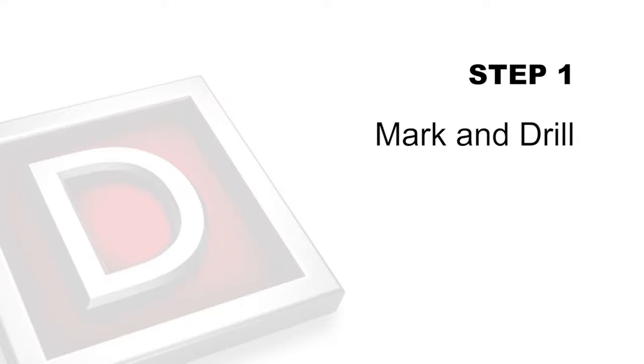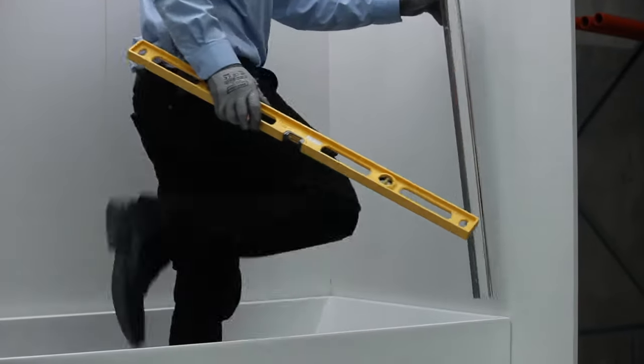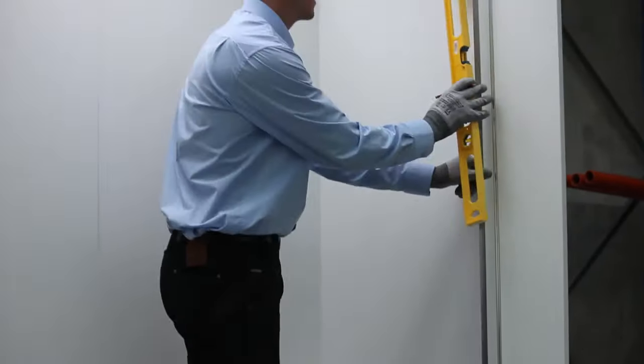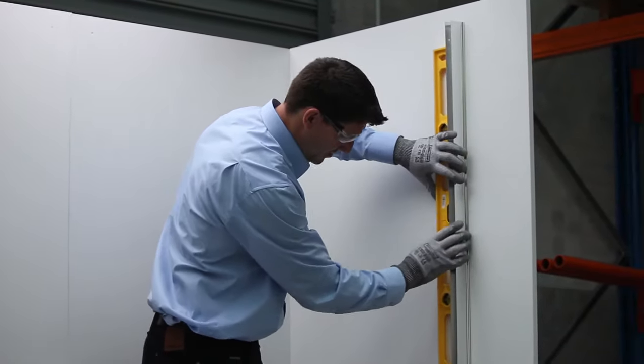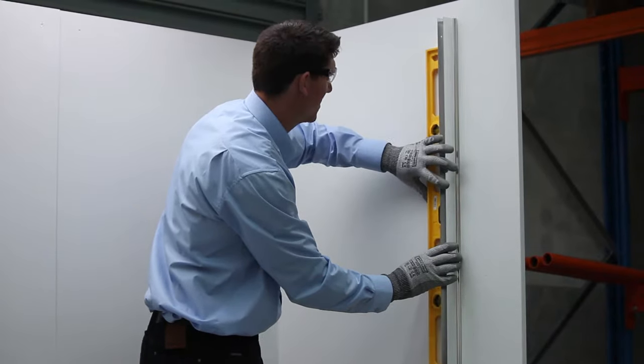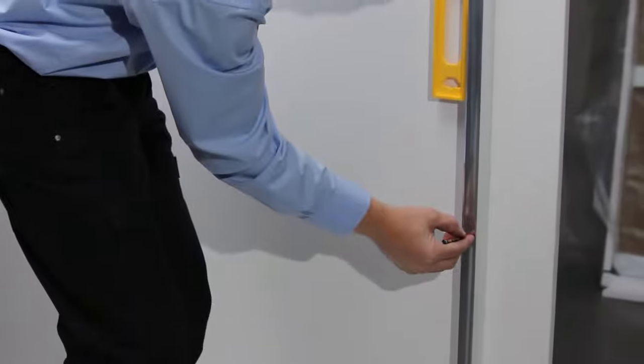Step 1. Mark and drill and fix wall profiles. Using a level, position wall profile against the wall on top of the bath at desired measurement, 5 or 10 millimeters in from the edge of bath or inside of lip. With a pencil, mark the pre-drilled holes inside of wall profile.